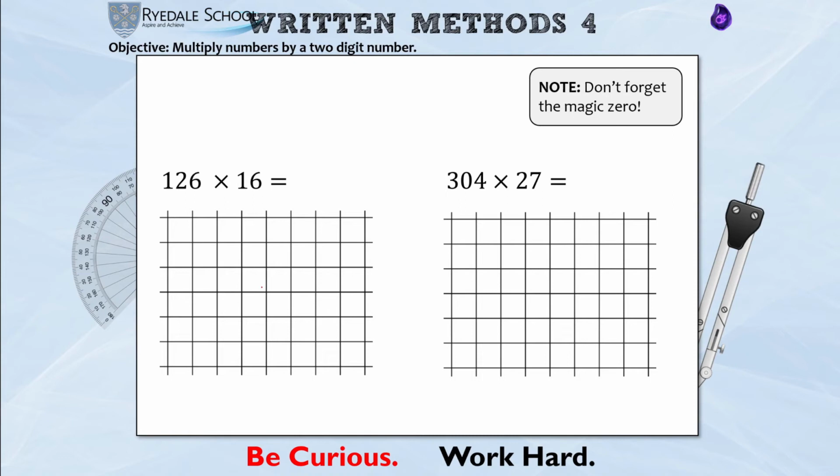So my next example is 126 times 16. I'm going to set out my answer lines. Again, this is a good place to use a ruler. Remember, this first line is going to be for 126 times 6, and then 126 times 10. Now, if you think you're going to be the sort of person that forgets to put that 0 in, then put it in before you start. So don't forget your magic 0.